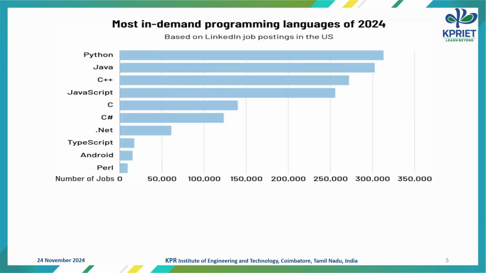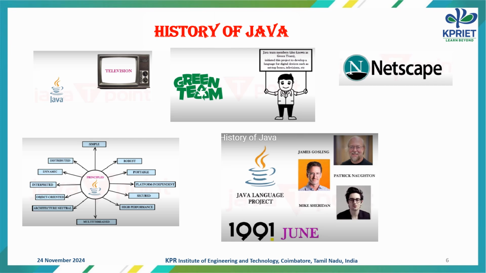So look at this slide, and this is based on the LinkedIn job posting in US for 2024. From this, the most in-demand programming language is Python, first place, and in the second we have our Java language. So first, we will dive into the history of Java. As per the history of Java, it is very interesting.